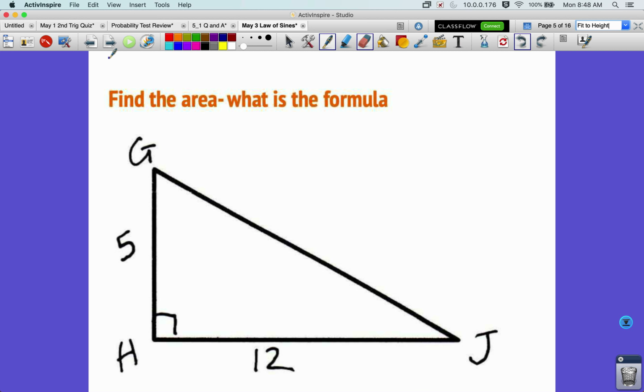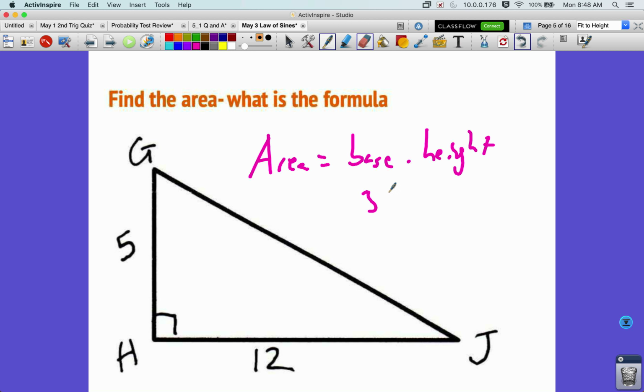All right, so testing your knowledge a little bit. What is the area formula for a right triangle, or a triangle where we know the base and the height? Does anybody remember this one? Hopefully a couple people. Area equals base times height.